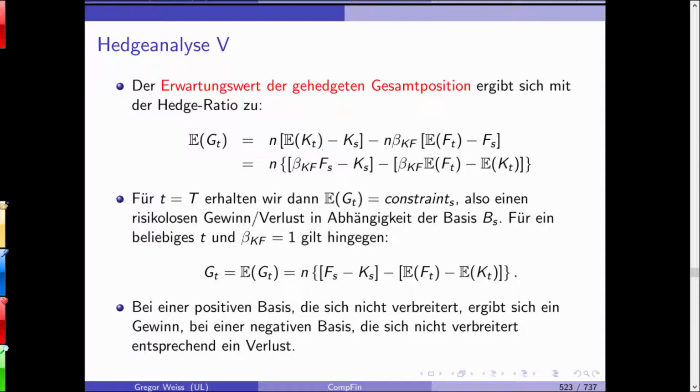Okay. Now the expected profit of the hedged position is given by this here, and actually there's an error here. I don't know how this worked out. This is an error here.